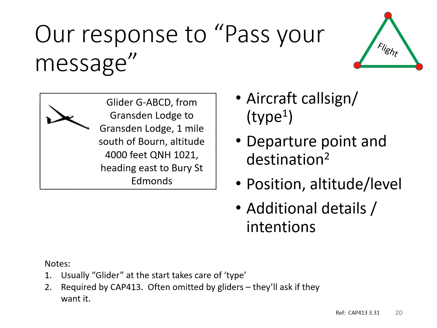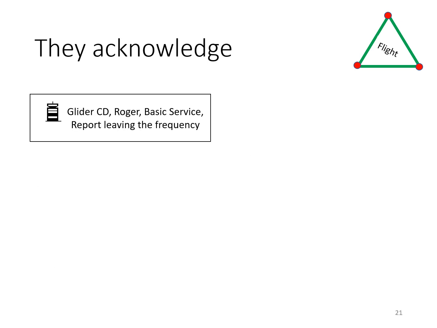Glider Golf Alpha Bravo Charlie Delta from Gransden Lodge to Gransden Lodge, 1 mile south of Bourne, altitude 4,000 feet, QNH 1021, heading east to Bury St Edmunds. Glider Charlie Delta, Roger. Basic service, report leaving the frequency.